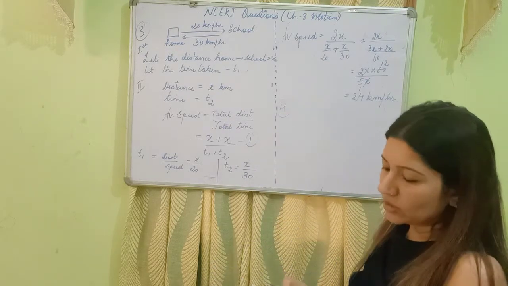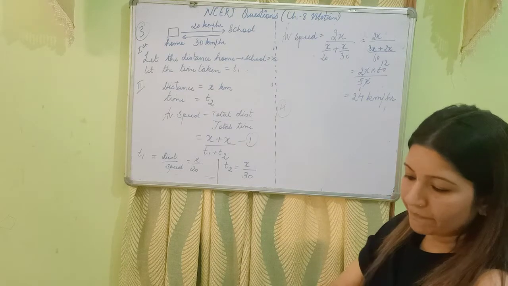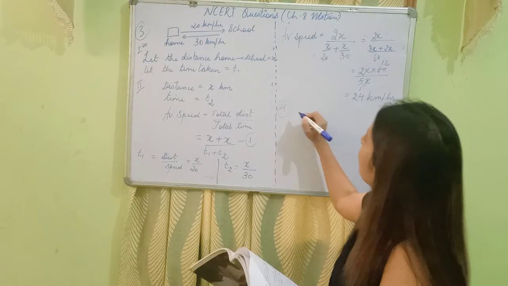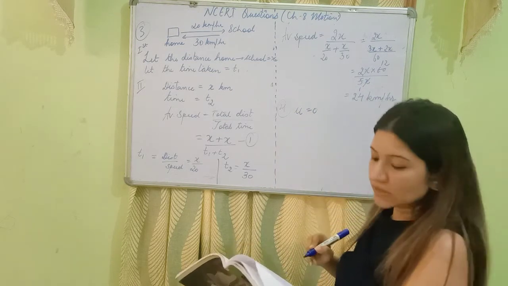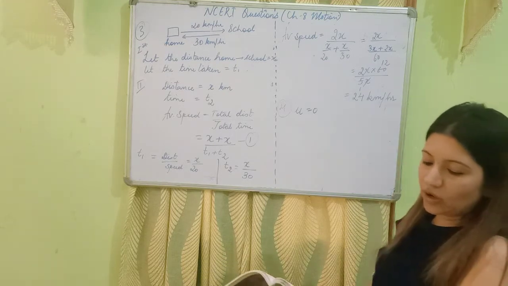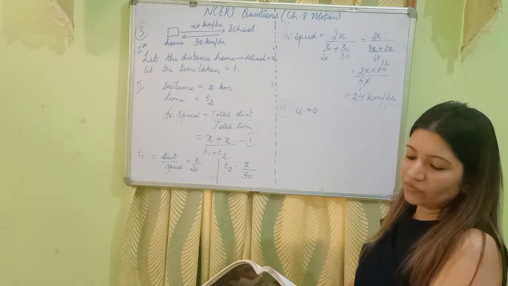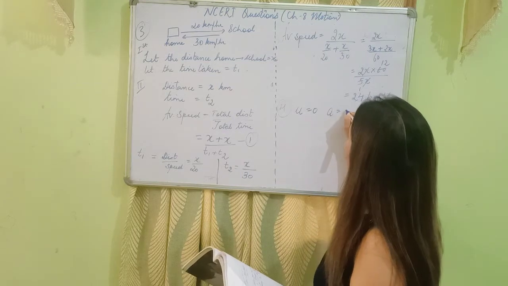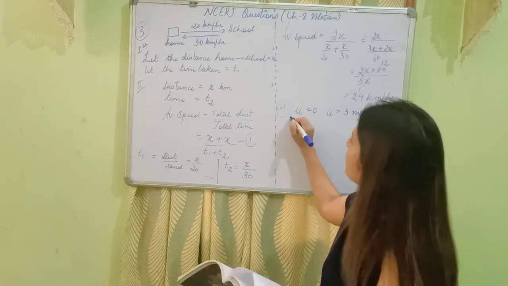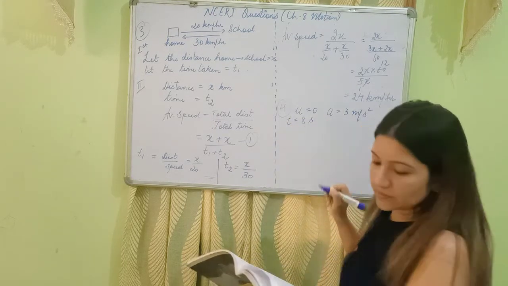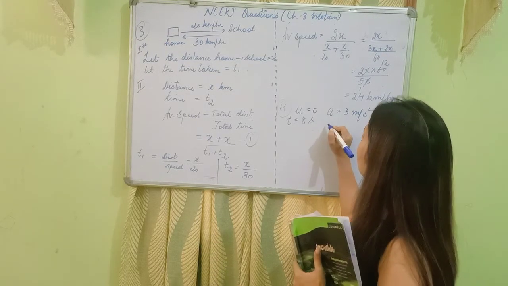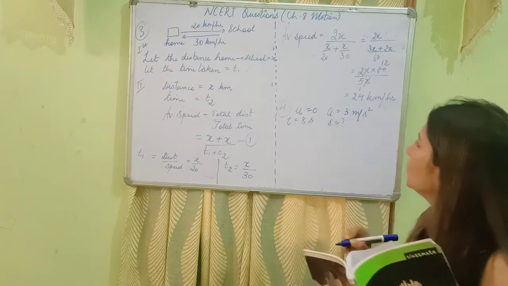Next question, question number 4. It's quite easy. A motorboat starting from rest. Rest means initial velocity is 0. On a lake, it accelerates in a straight line at a constant rate of 3 meters per second squared for 8 seconds. So acceleration is 3 meters per second squared, time is 8 seconds. How far does the boat travel during this time? You need to just calculate the distance.